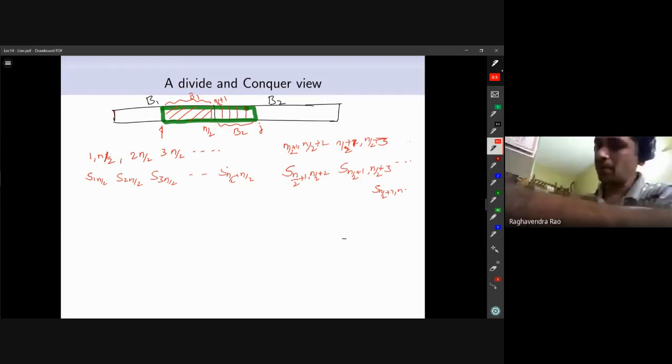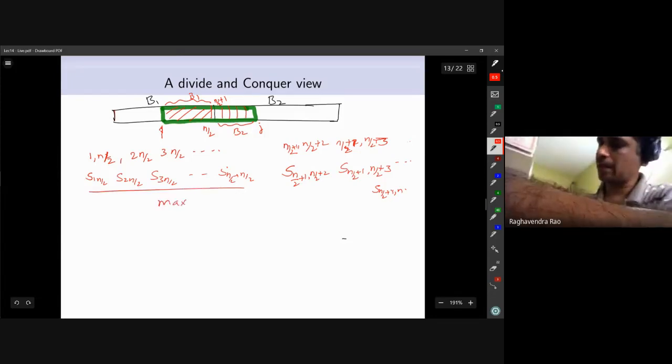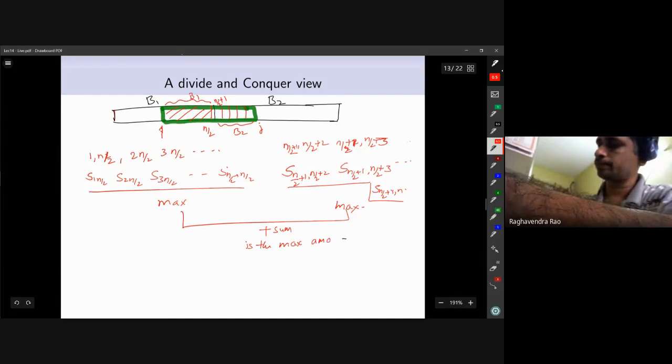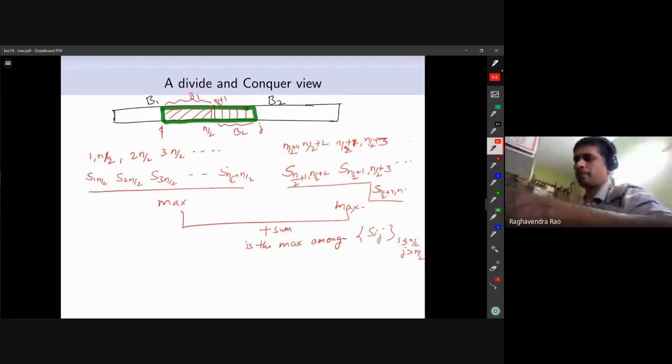Now if you take the maximum among these, and the maximum among these, and you sum, this is the max among Sij, i less than or equal to n by 2, j greater than n by 2. Do you all agree?